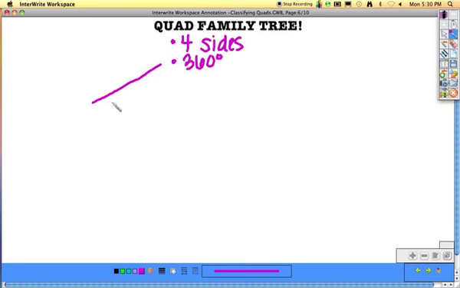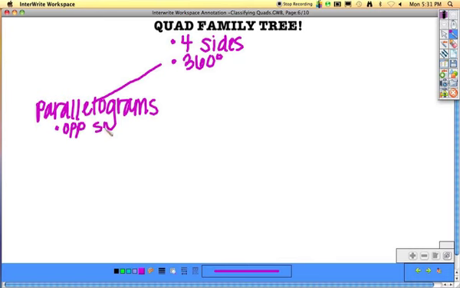So off over here, we have a parallelogram. All parallelograms will be quadrilaterals no matter what because they have four sides. So when we're talking about parallelograms, we're talking about shapes that have opposite sides parallel and congruent.